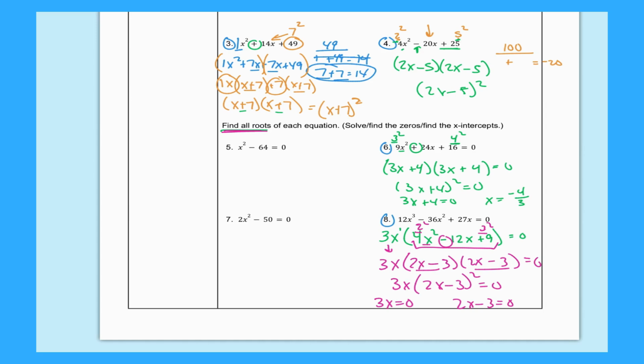So here we're going to divide both sides by 3 and we get 0. Here we're going to add 3 to both sides. That makes it positive 3. Then we have to divide it by the 2. So we get x equals 3 over 2.